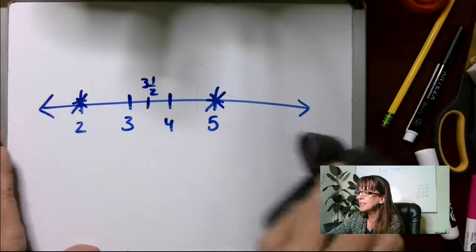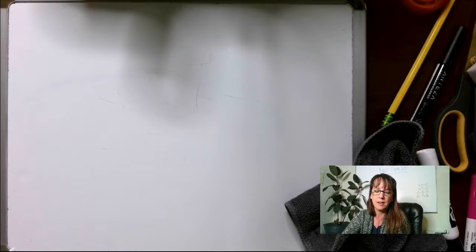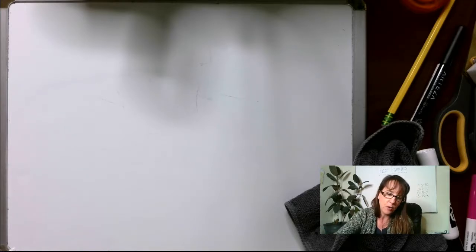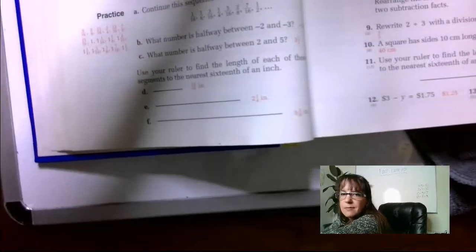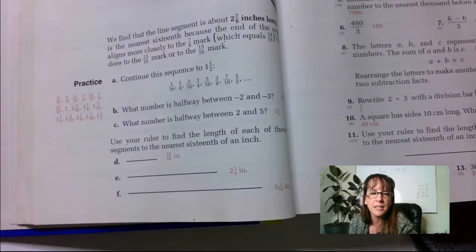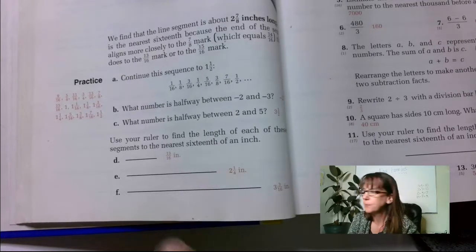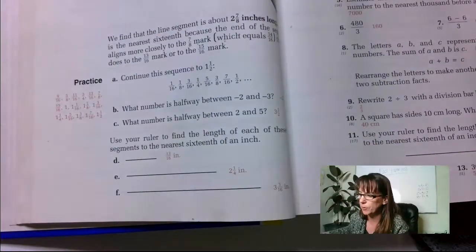Good. Okay, so the next question asks you to use your ruler to measure these lines that are in your book. So go ahead and use a ruler and make sure that you've measured those correctly. And then when you have, let's double check that. All right, so if we take a look down here, bear with me. Okay, so you'll see that D is 13/16, E is 2 1/4, and the other one is 3 3/16.